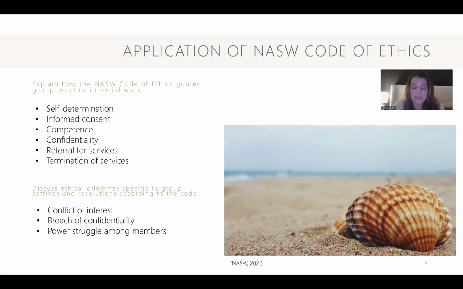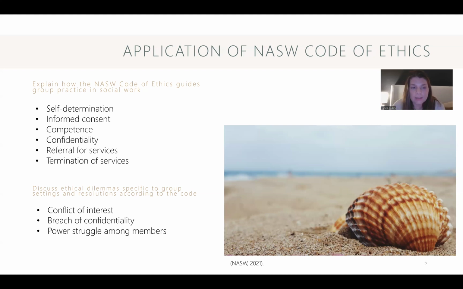And then termination is the end goal of all therapeutic services. So it's just necessary to discuss that, so that the members are aware of what to expect and what is coming and what the end goal is, not only for their personal journey, but for the group as a whole.